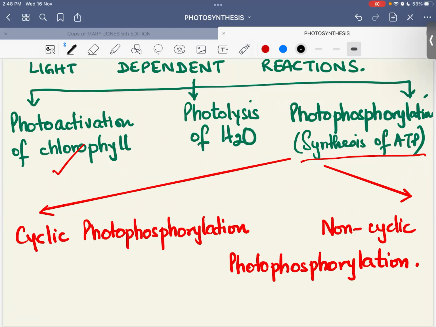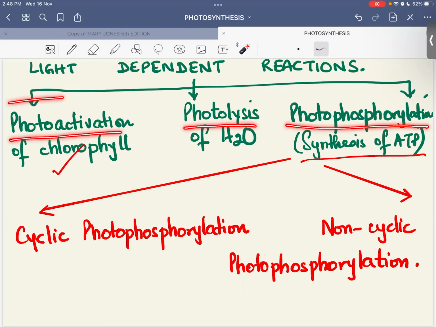Let's just focus on light dependent. लाइट डिपेंडेंट को याद रखना है ना, तो it is equal to 3 फोटोज. कैसे? फोटो एक्टिवेशन, photolysis और photophosphorylation. इनमें से हमने सिर्फ ये स्टेज कर लिया हुआ.